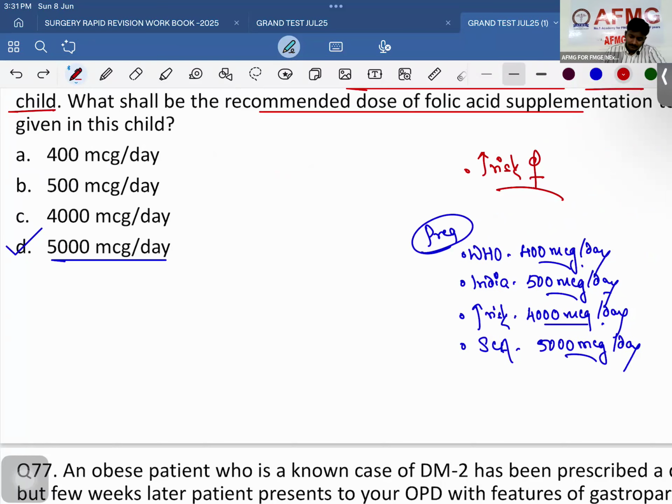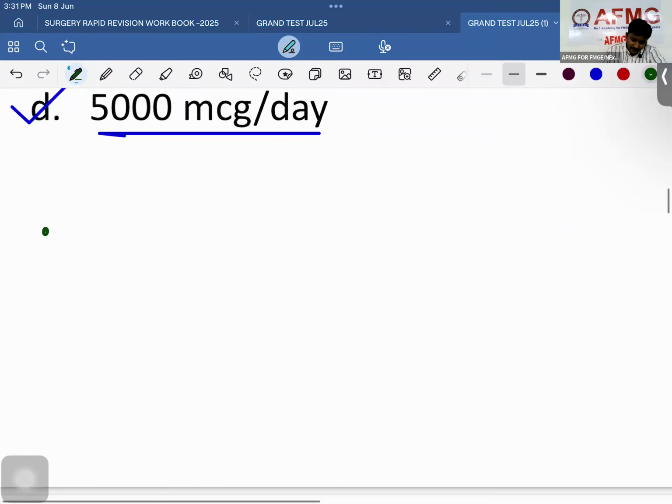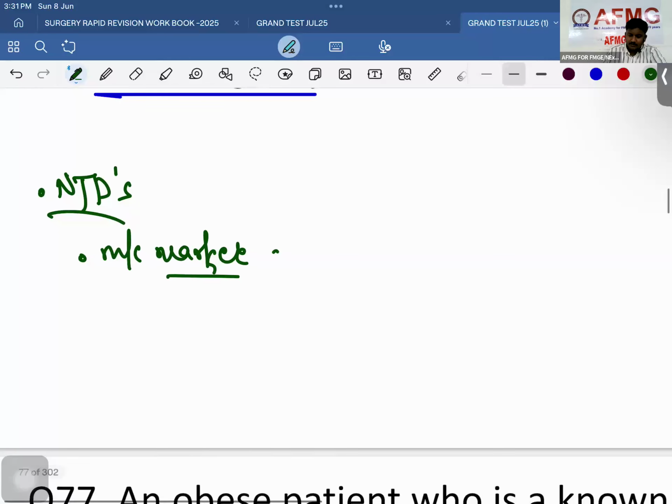No issues with this anybody? So do remember this अच्छे से. ठीक है? If they ask you neural tube defects के लिए बेटा, please tell me neural tube defect में what is going to be the most common marker that we tend to use? Most common marker for neural tube defect.